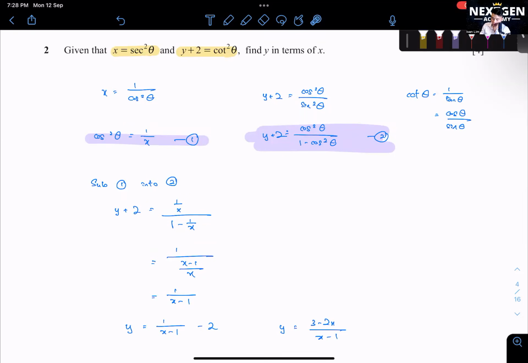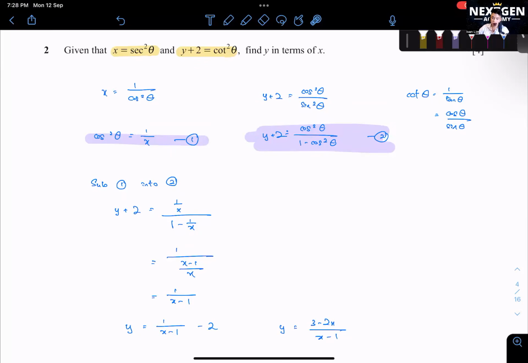The other alternative, like what I said, if you do the 1 plus tangent square theta, then y plus 2 equals 1 over tangent square theta, you all can see in my working there. You will get the same answer also. Okay, can? This question, easy?